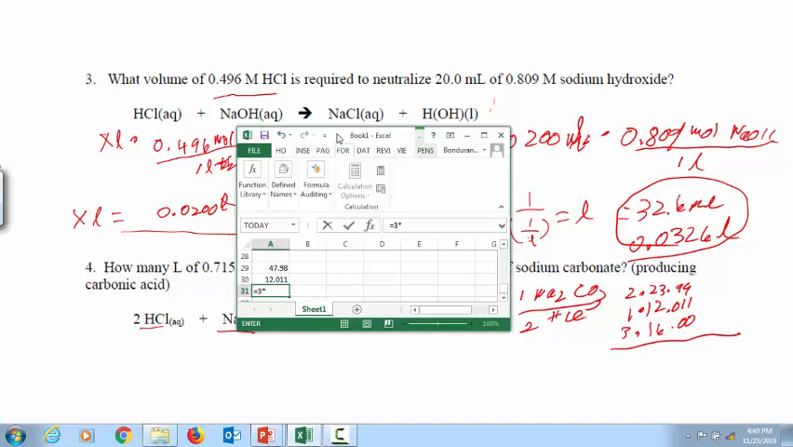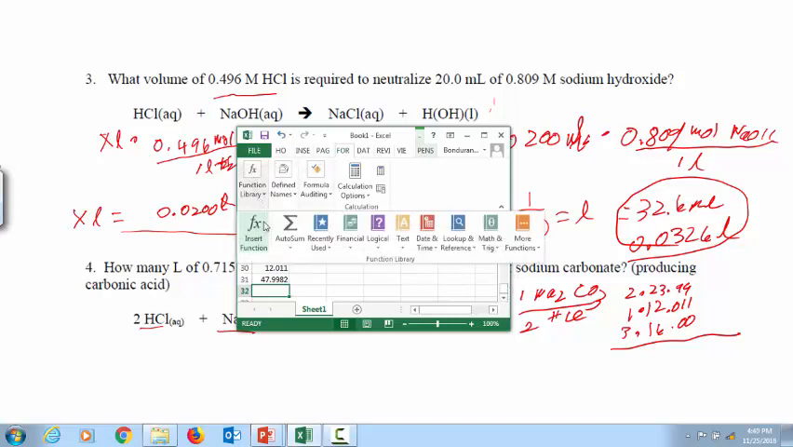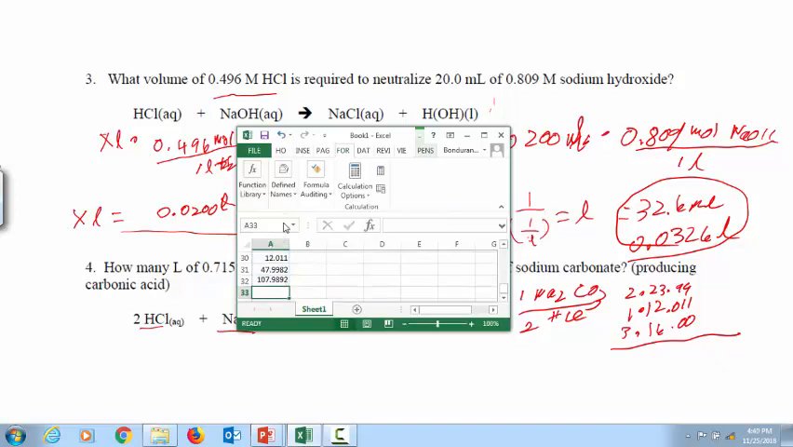Let's just use the more precise mass. We can always round it. And it looks like I have all these. I have a space here, so I can just insert AutoSum, done. And we've got 107.99.